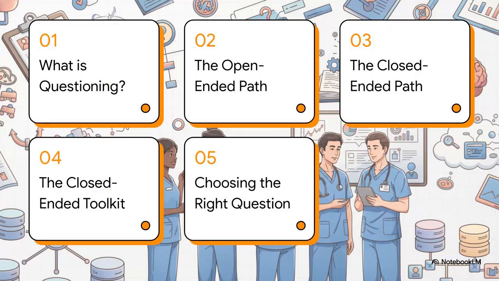So, here's our roadmap for today. We're going to start with the basics. Then we'll explore the two major pathways for research, the open-ended and the closed-ended. After that, we'll dive deep into the specific tools in that closed-ended toolkit, and we'll wrap up with the really critical decision, how to choose the right question for the job.